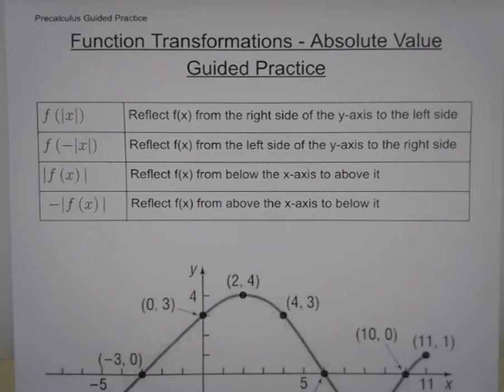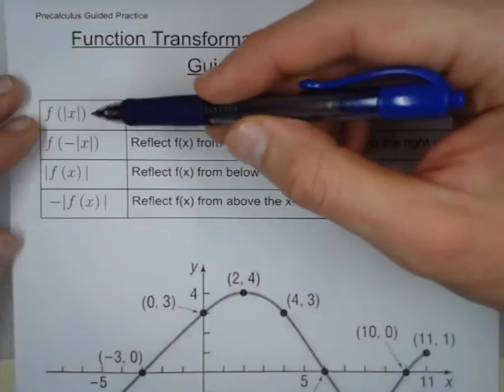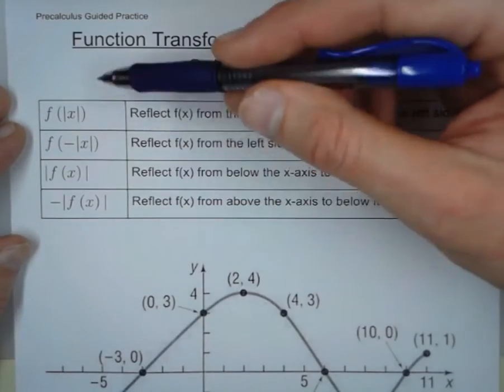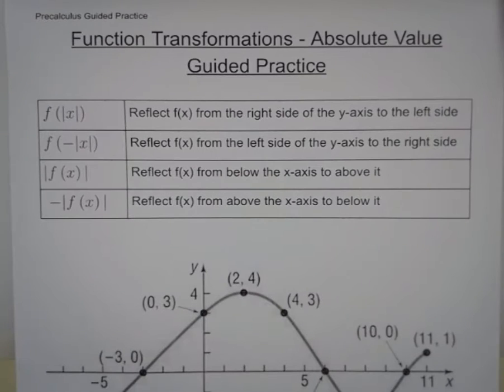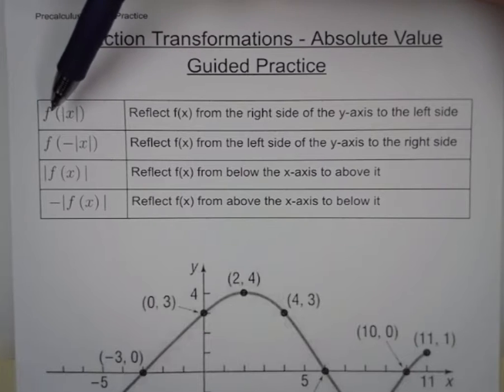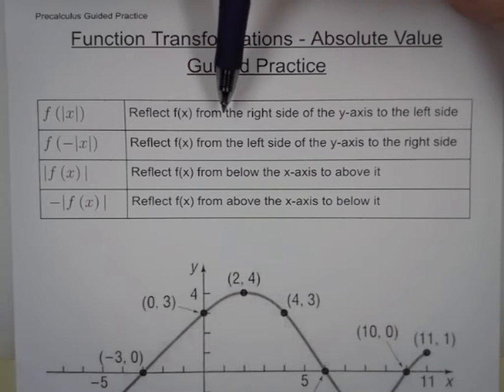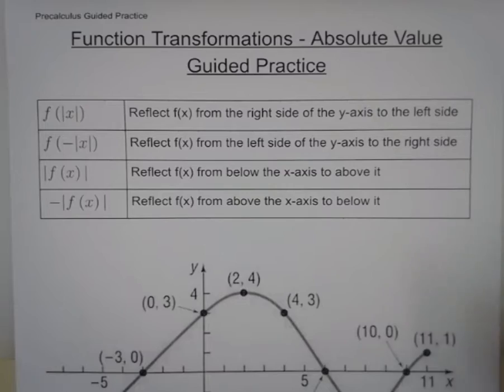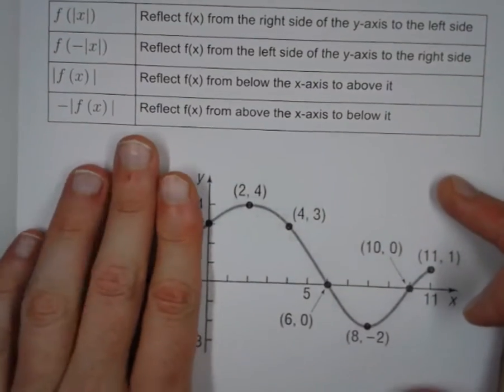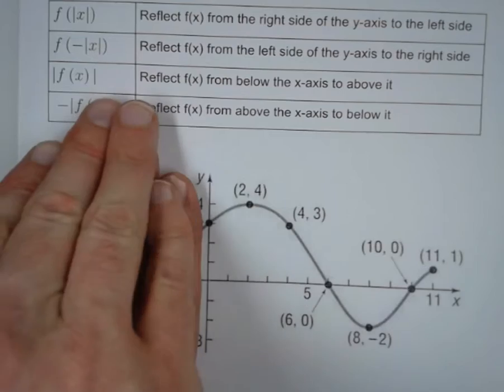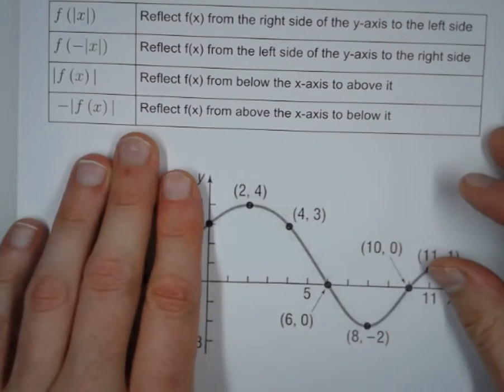All right. So what we have is applying absolute value and negative absolute value inside and outside the function. Now, unlike the other videos that I'm linking up in the upper right-hand corner of the video, here we're not talking about what you add or subtract or multiply or divide to x or to y, but rather just what this thing does to the graph. So here, f of absolute value of x means it reflects f of x from the right side to the left side, meaning that this part disappears and then this part flips over to here. That's what's going to happen.